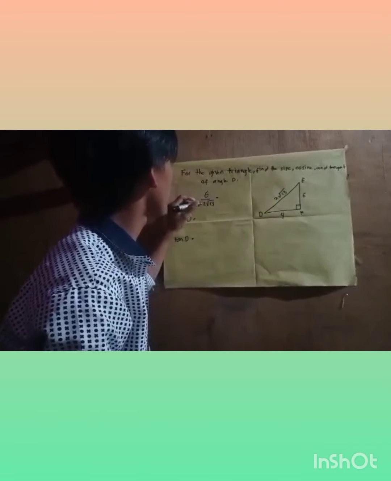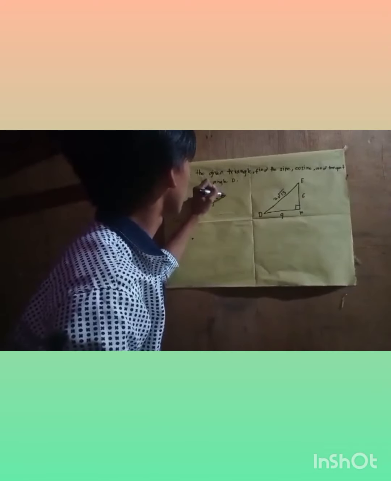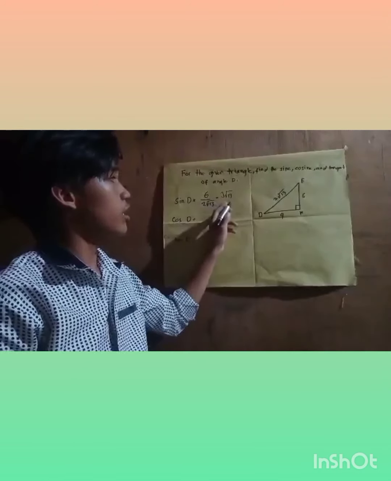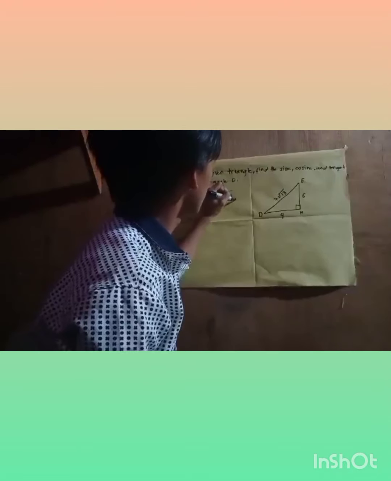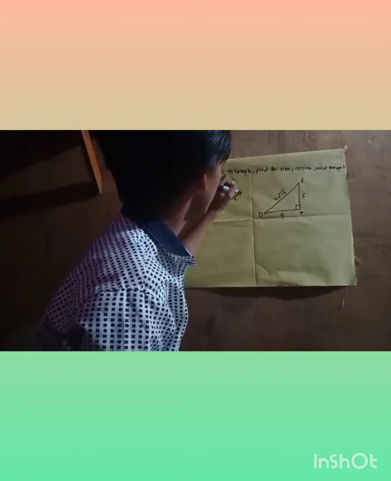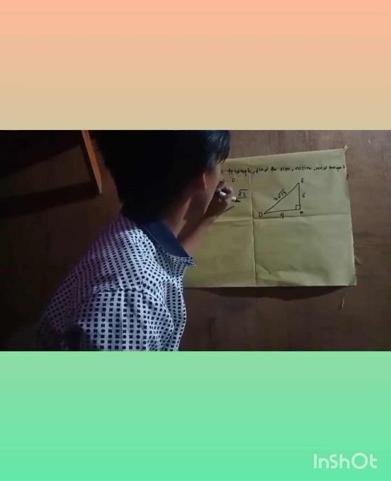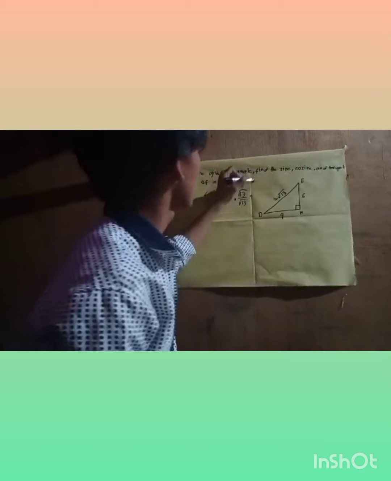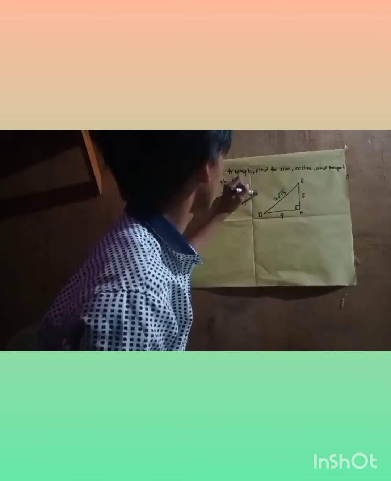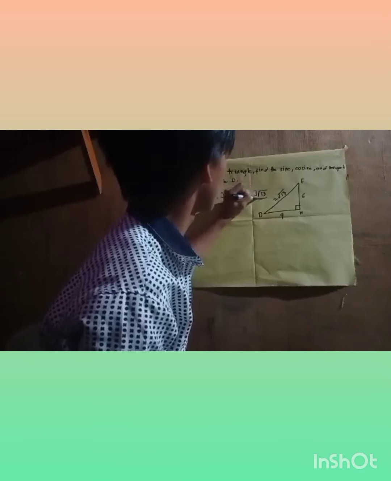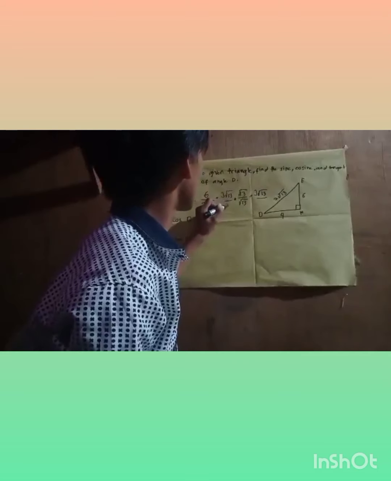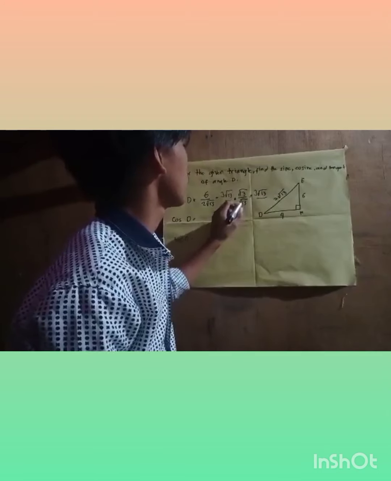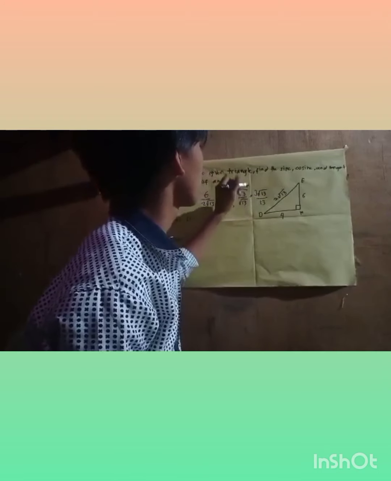6 divided by 2 is 3, so it's 3 over the square root of 13. And we could also rationalize this by multiplying top and bottom by the square root of 13 over the square root of 13, and we get our answer: 3 square root of 13 over 13, since the square root of 13 times the square root of 13 is simply 13.